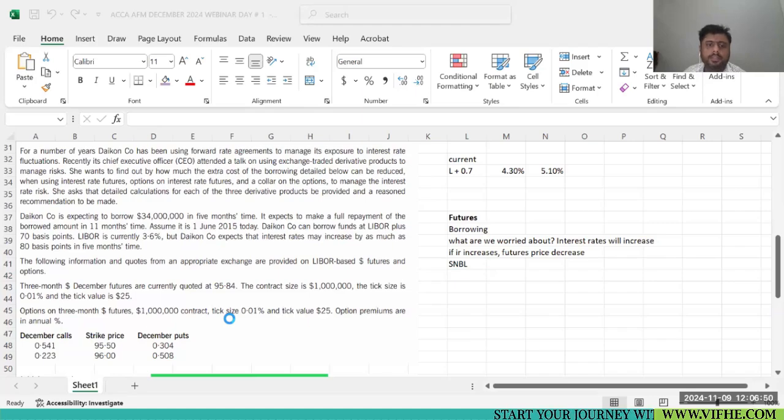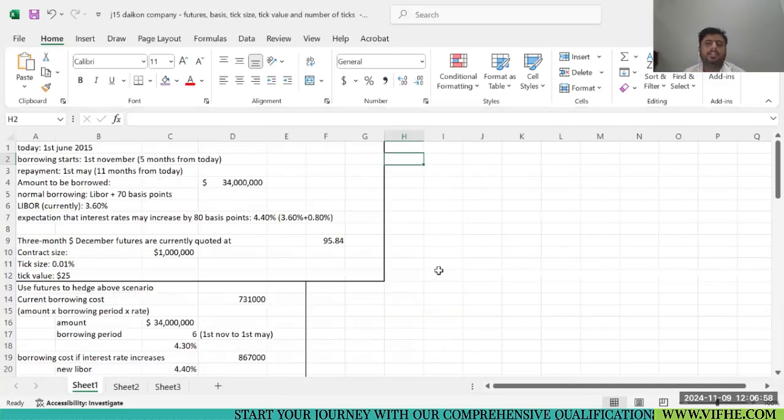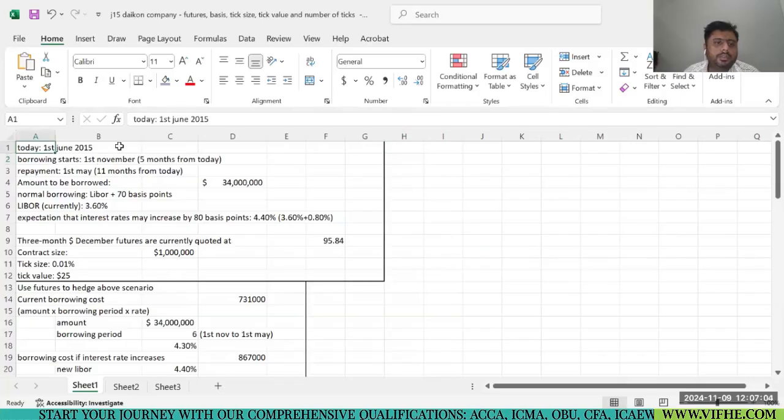Okay, you all must have the question paper open with you on a separate device. It is something that is available on the Google Drive as well. So I've summarized things over here. Today is 1st of June 2015. Borrowing starts from 1st November, that is 5 months from today. Repayment is on 1st of May, that is 11 months from today.